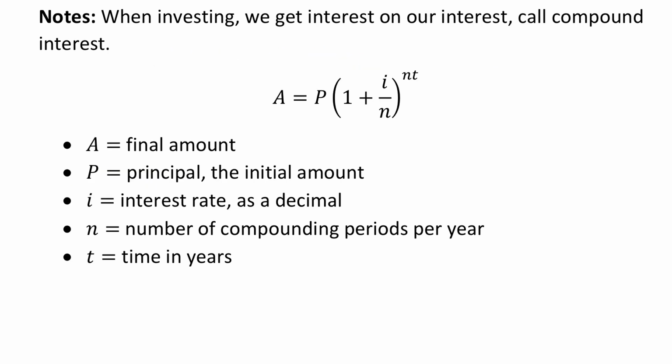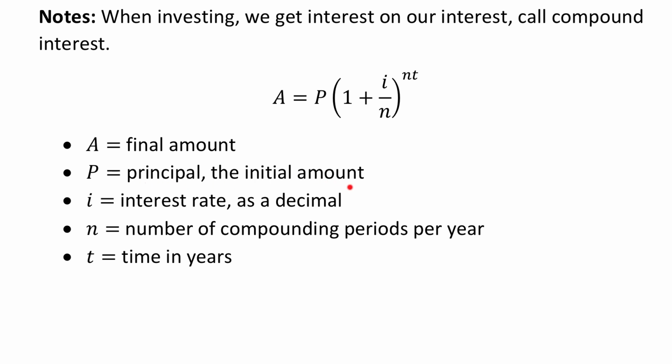All right, so here's our compound interest formula. A equals P, 1 plus I over N to the power of N times T. Now, everything we've talked about is the same except for the N, so just hold off on that for a second. A is the final amount, that makes sense.